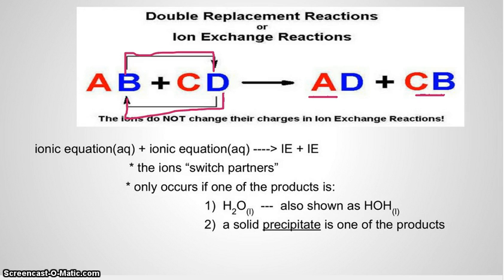Okay, so you have an ionic equation, plus two new ionic compounds on the product side. Now, like with single replacement, these don't automatically happen. They only happen if we have the right conditions. So the only time that these double replacement reactions occur is if we can get one of our products to either be water or one of our products is a solid precipitate.